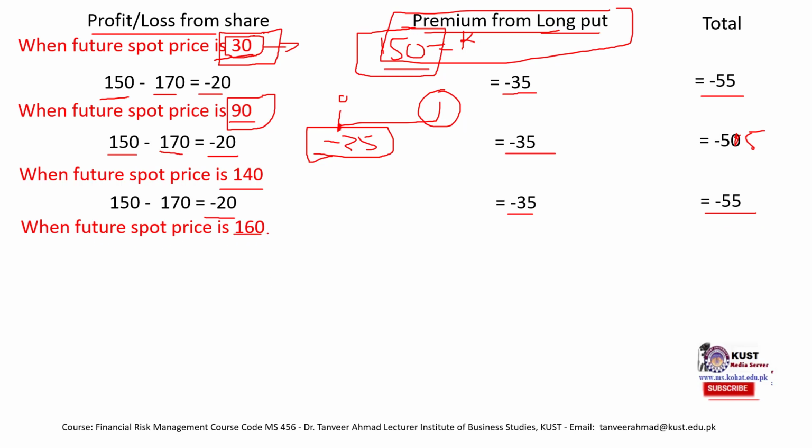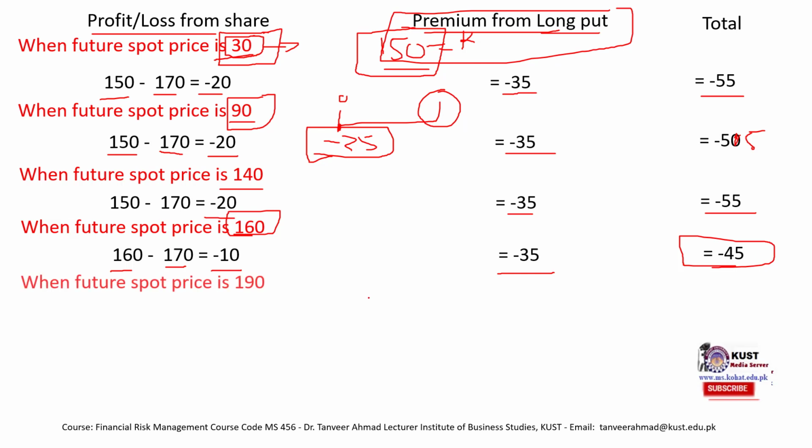When the future spot price is 160, what would you do? Would you exercise the contract or not? Would you sell it at 160 in the open market, or would you sell it at 150 to the party with whom you have entered into the contract? Obviously, you would sell it at 160 in the open market, so you would not exercise the option. So your selling price becomes 160, your buying price was 170, your loss from this position becomes minus 10. Your premium would always be minus 35, so your loss from this whole strategy becomes minus 45. Now your loss is decreasing.